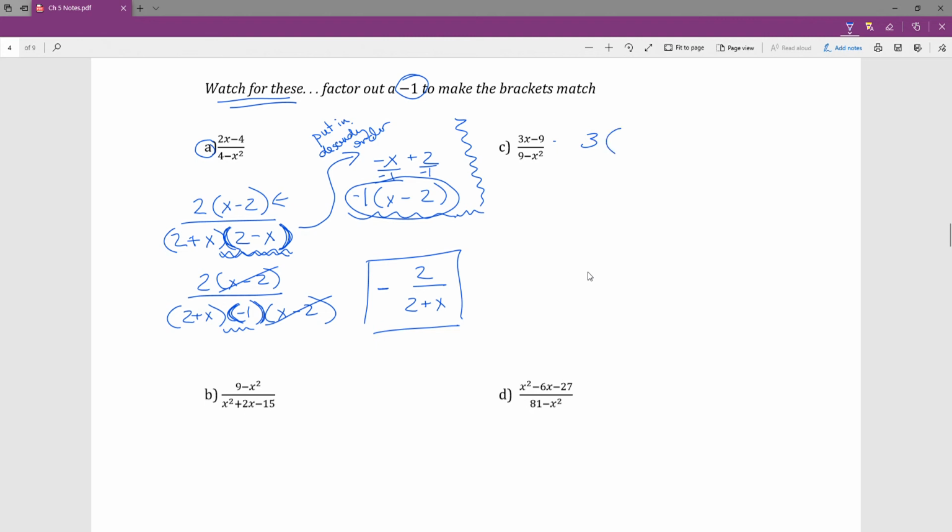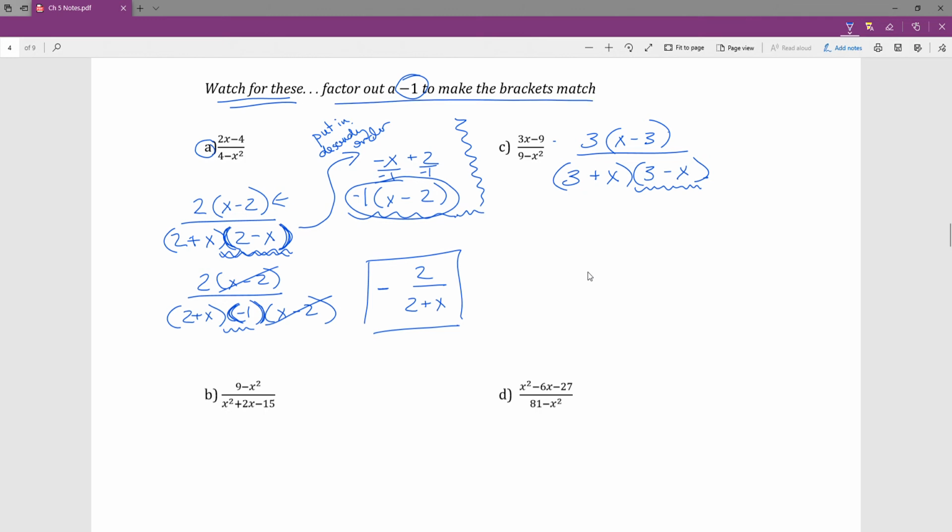Common factor would be a 3, and factoring that out, I'd be left with an x minus 3. The bottom, again, is a difference of squares. I would have a positive in one bracket, a negative in the other. And factoring that difference of squares, I'd be left with 3 plus x and 3 minus x. Now, here is where the cancelitis comes in. This x minus 3 and the 3 minus x look really, really close. We're going to monkey with this to see if we can make them match with this idea of factoring a -1 out to make those brackets match.